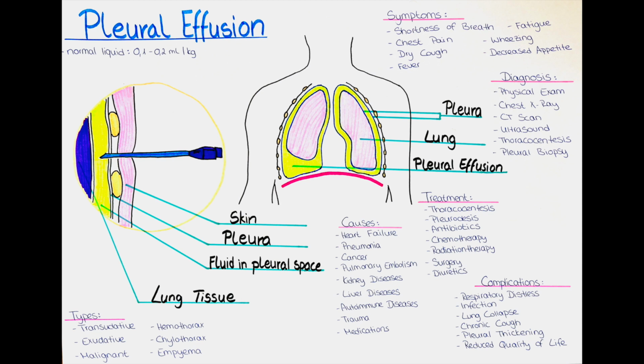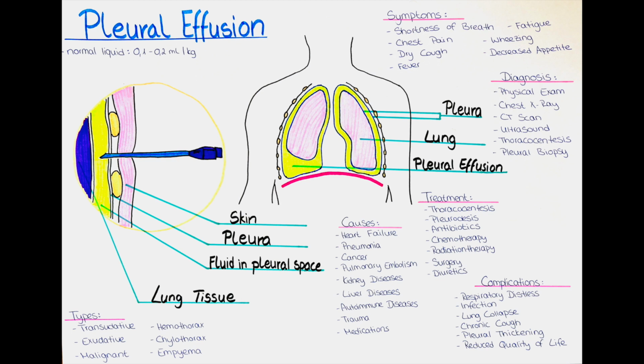The second type is exudative pleural effusion. This type of effusion is caused by a leakage of inflammatory or cancerous cells and proteins into the pleural space, and the fluid that accumulates is often cloudy or milky in appearance. Exudative pleural effusions are typically associated with conditions such as pneumonia, tuberculosis, lung cancer, or autoimmune diseases.